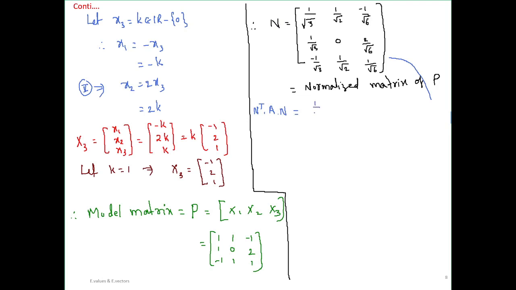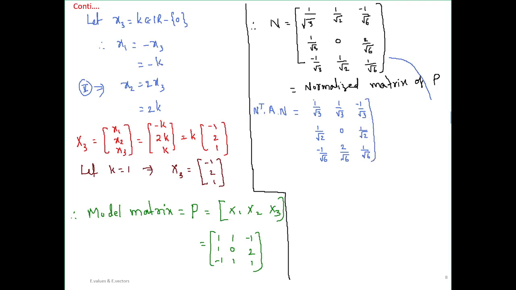So 1 over root 3, 1 over root 2. This is the first row. It is becoming the first column because we need to find the transpose. So minus 1 over root 6. Okay, and the second row becomes the second column. So 1 over root 3, 0 and 2 upon root 6. Next the third row becomes the third column. So minus 1 over root 3, next 1 over root 2, next 1 over root 6. So this is the transpose of N.